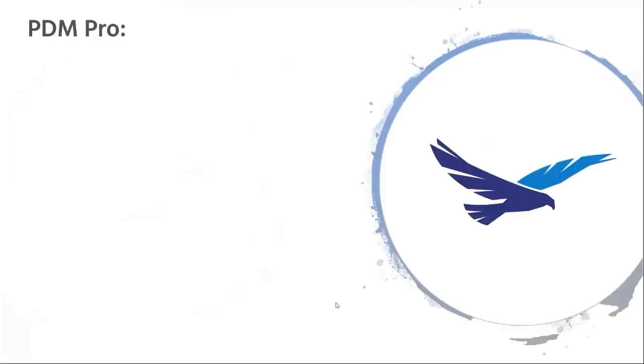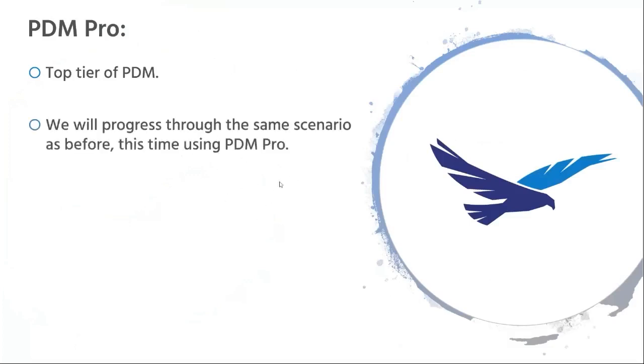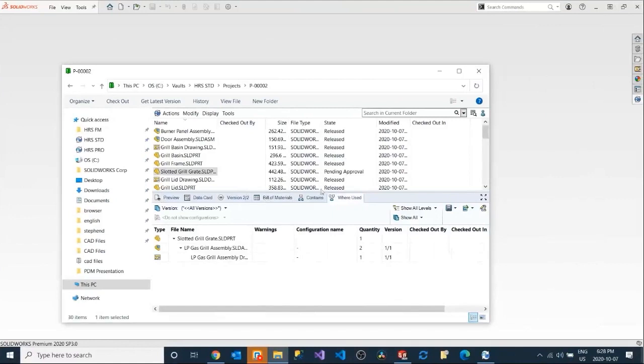Oh, let me hide that little bar at the bottom of my screen first. And this is the top tier of PDM, the Cadillac. It's awesome. Once I started using Pro, I don't think I could go back, to be honest, but we're going to progress through the same scenario and just see how quickly we can do so much more in a Pro environment.